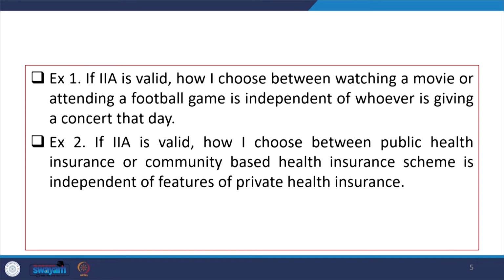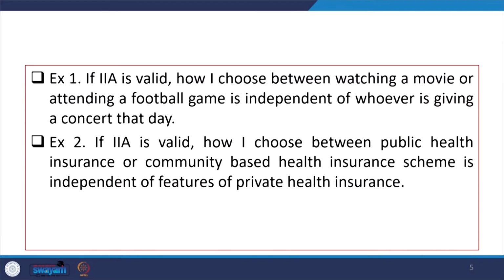One example: if independence of irrelevant alternatives is valid, how I choose between watching a movie or attending a football game is independent of whoever is giving a concert that day. If we add another choice, giving a concert, I am quite sure that the choice between movie and attending football is in fact independent of the other categories.